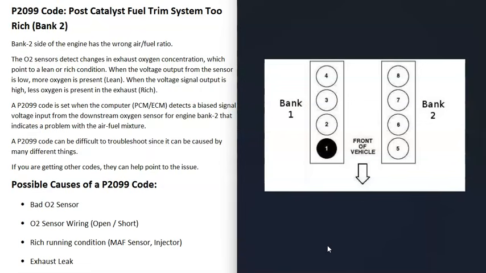V6 or V8 engines are going to have two banks. Bank 1 is always the side of the engine with the number 1 cylinder, and then the opposite of that is going to be bank 2. So if you find the number 1 cylinder in your engine, that's going to be bank 1, and then the opposite is bank 2. If you have a 4-cylinder engine, it wouldn't matter. There'd only be one bank.